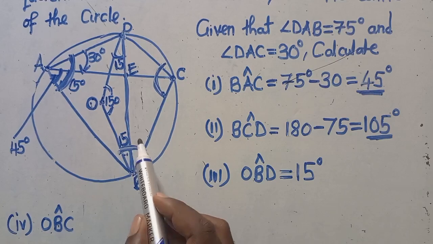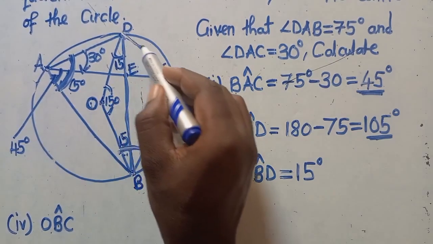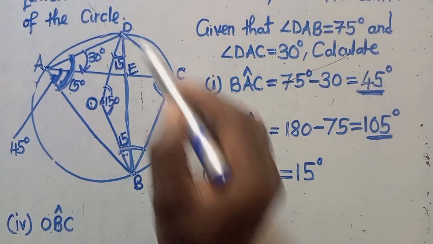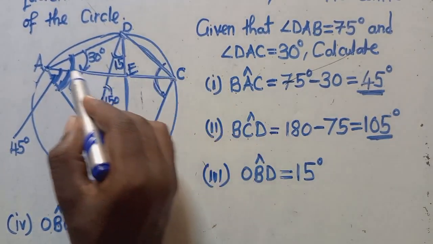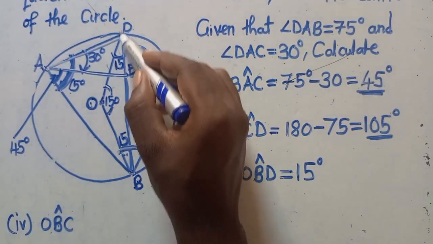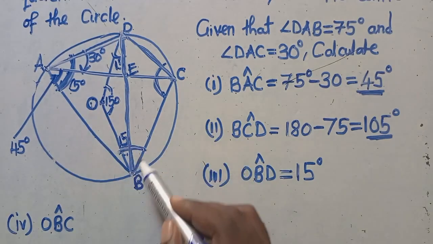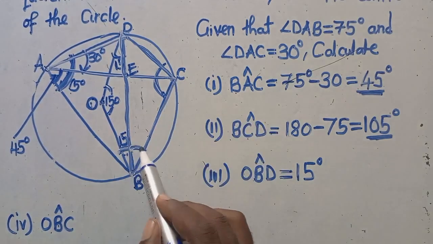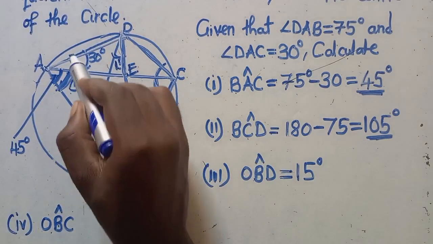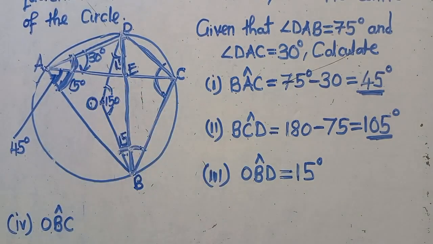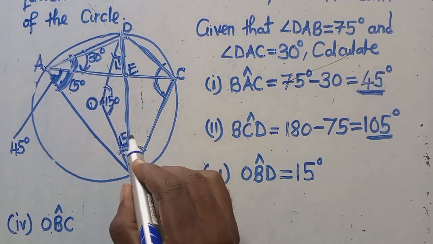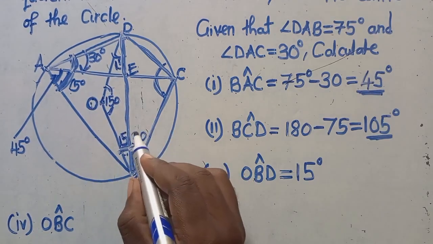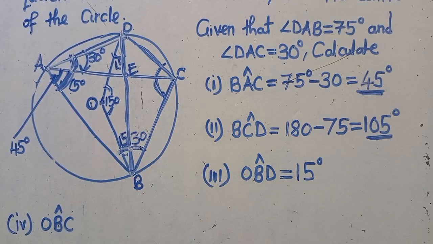How about this one? Have you seen this chord that is here? This one goes this side, and there is an angle that is being formed. This one comes this side. So this angle that is here and that angle that is there, these two are lying on the same chord, meaning they are equal. So if this is 30, even this one is 30.